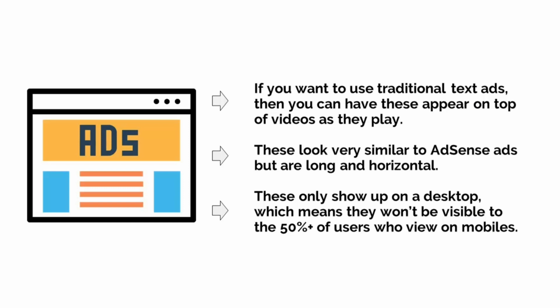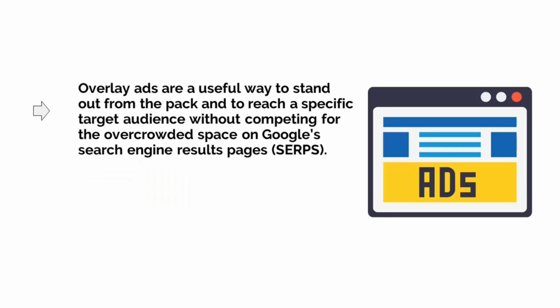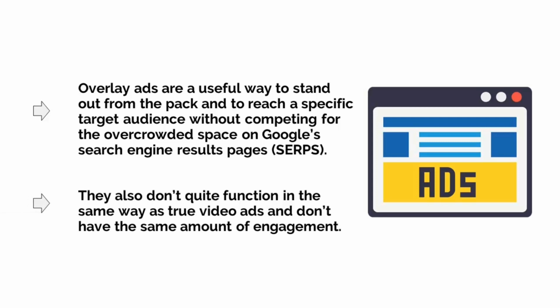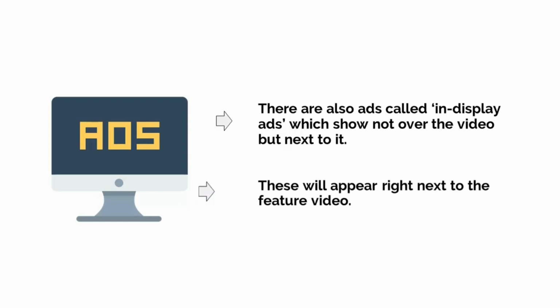But then again, desktop users may be more likely to convert for your specific type of content. Overlay ads are a useful way to stand out from the pack and to reach a specific target audience without competing for the overcrowded space on Google's search engine results pages, SERPs. That said, though, they also don't quite function in the same way as true video ads and don't have the same amount of engagement. Then there are the so-called in-display ads, which show not over the video, but next to it. These will appear right next to the feature video.